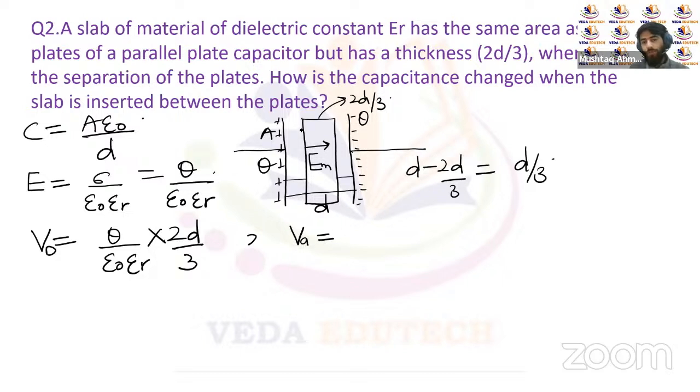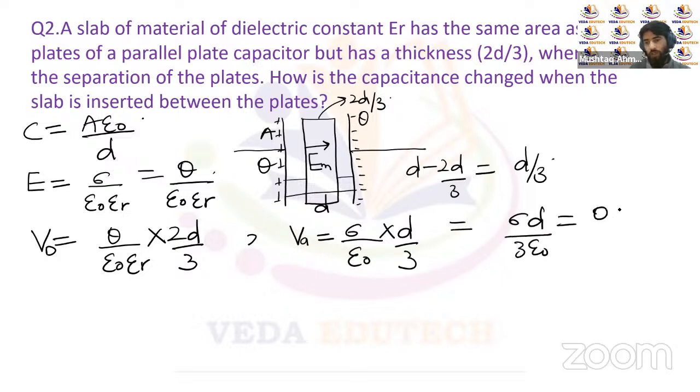In this region, the potential drop will be equal to the electric field, sigma upon epsilon naught, multiplied by the remaining thickness, d upon 3. So the potential here will be sigma d upon 3 epsilon naught, or we can write it as Qd upon 3A epsilon naught. This is the potential drop in this region, and Vd is the potential drop in this dielectric.